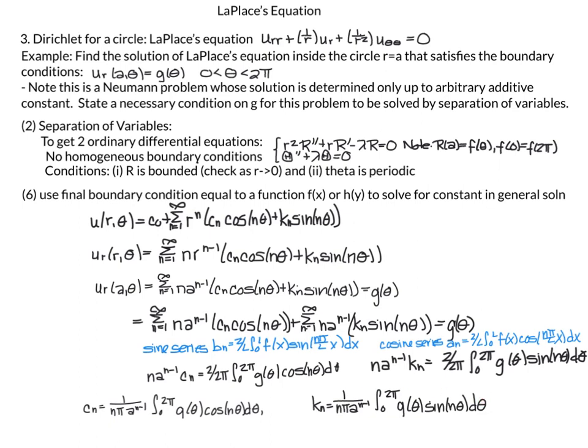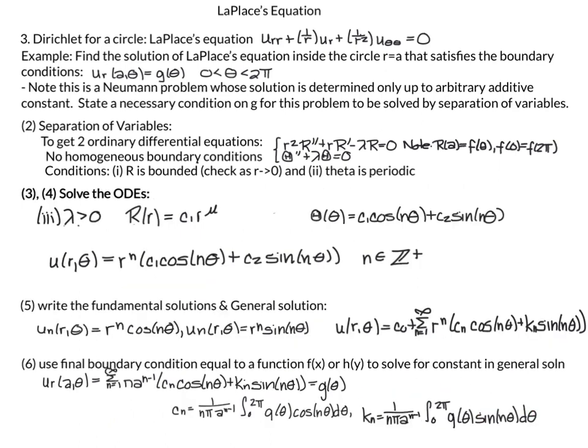Similarly, we can solve for Kn. And finally, we have our solution. That would be our general solution here, where the constants are given by Cn and Kn.